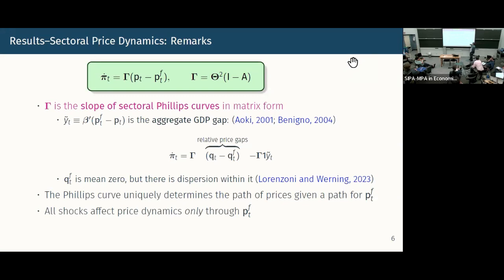in the previous literature. Papers like Aoki 2001, which considered a sticky and a flexible sector economy, or Benigno, where he was thinking about monetary unions. This is like a generalized version of those economies with input-output structure and arbitrary price stickiness across sectors. But we see that again, the evolution of inflation depends on the output gap and on these relative price gaps. If I have a one sector economy, there's only one price, so these relative price gaps are closed already. So I would have inflation evolving according to the output gap.